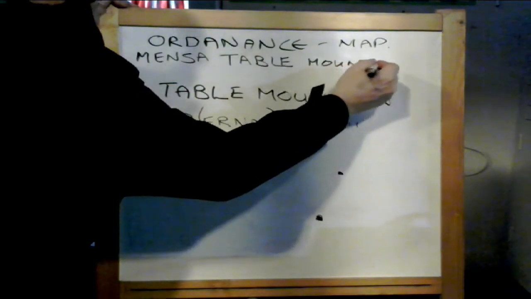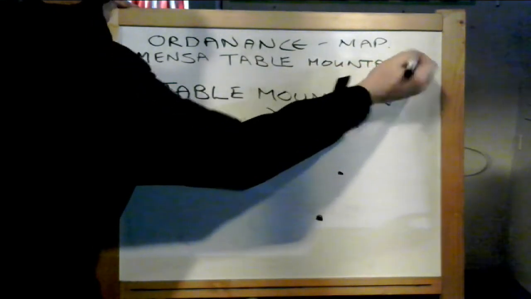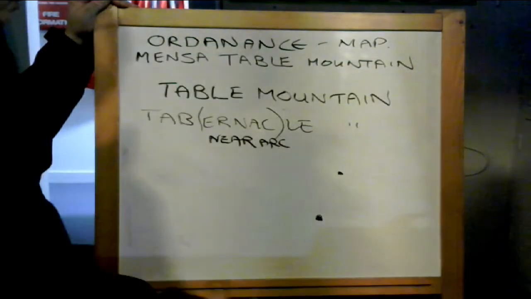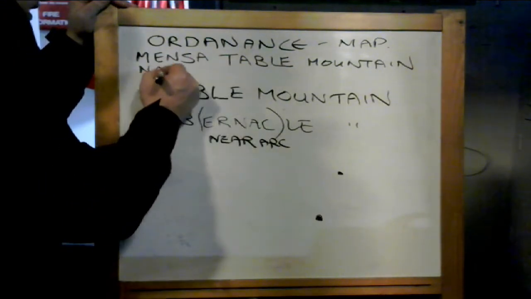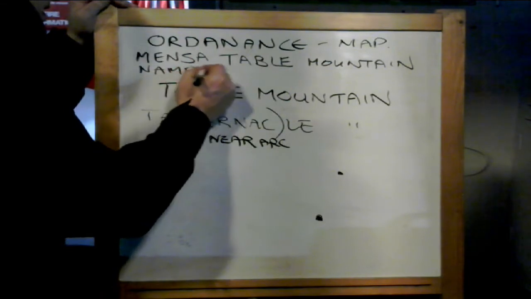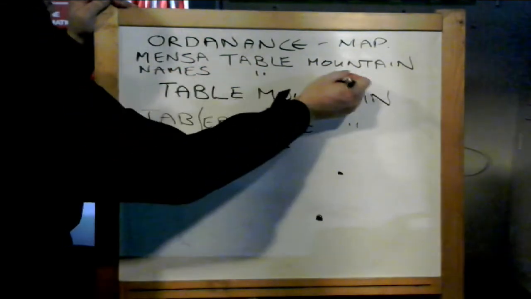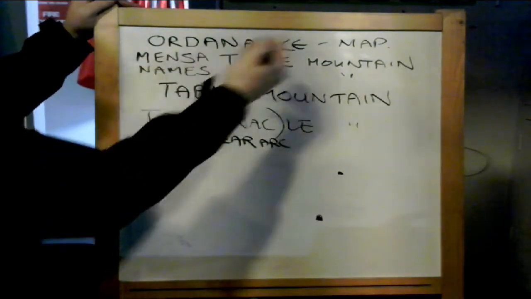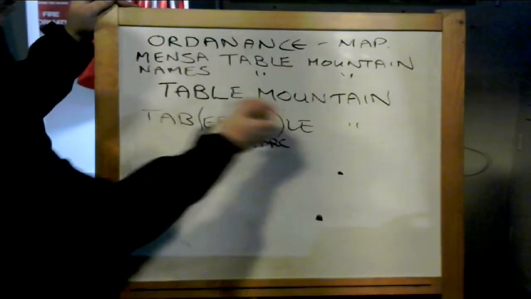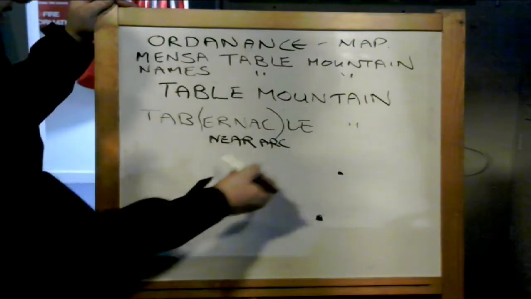But this is where it gets crazy, because this prophet already written in that I'm going to get it, because this is an anagram of names table mountain. So the star constellation Mensa, table mountain, is me naming table mountain as the tabernacle mountain near the ark.